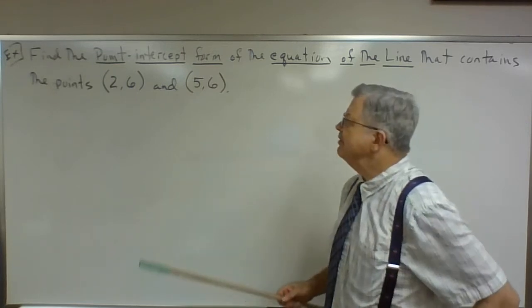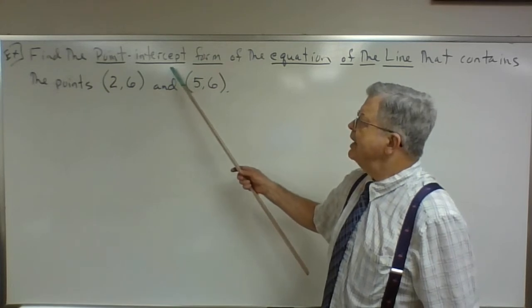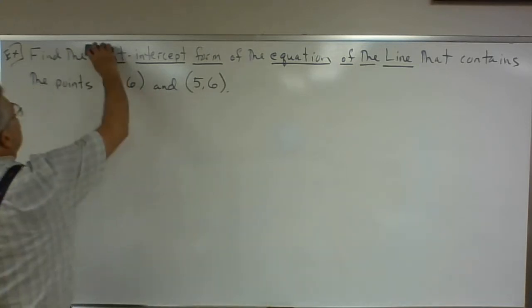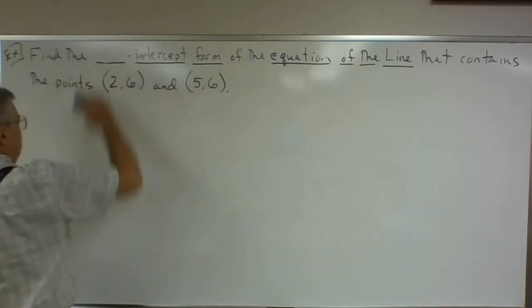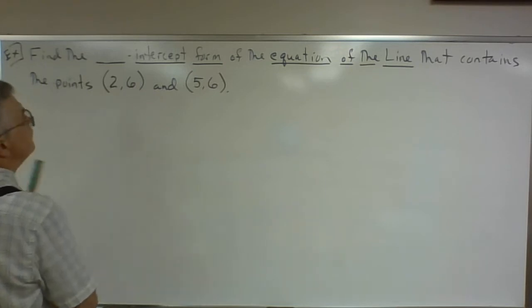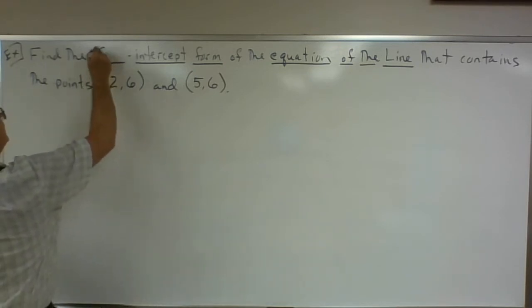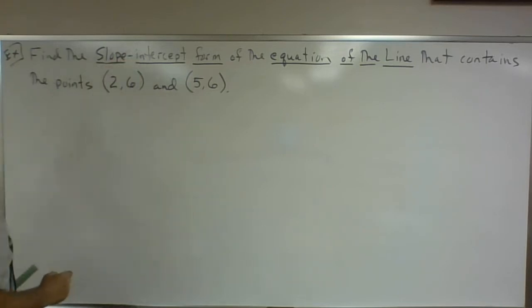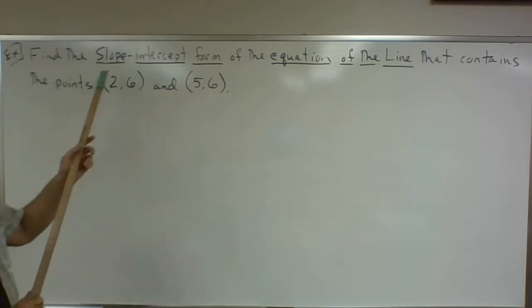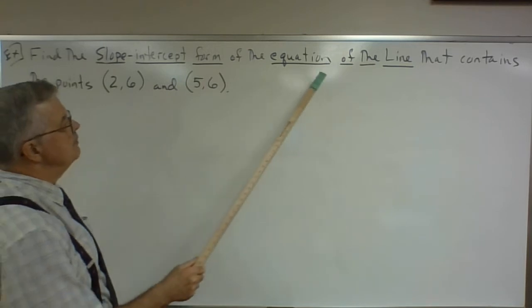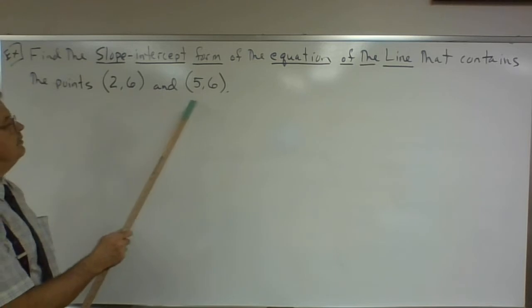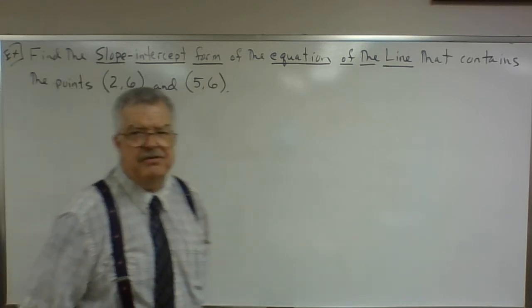In this part of the example, we want to find the slope-intercept form of the equation of the line that contains the points (2, 6) and (5, 6).